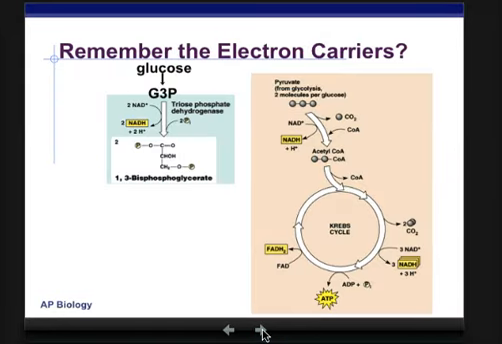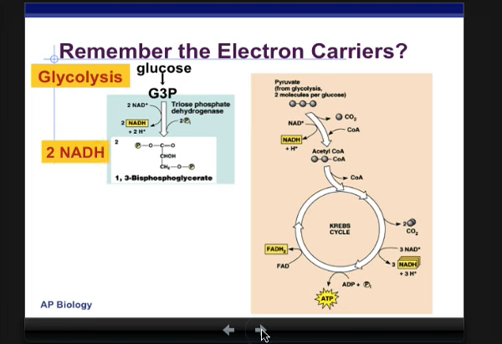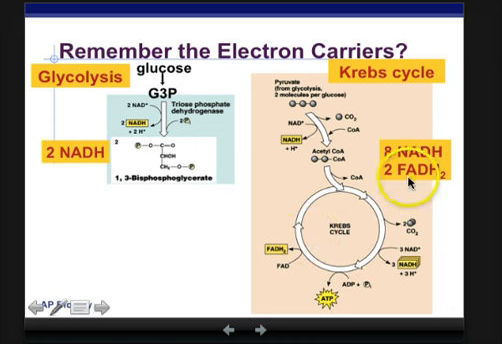Okay, remember the electron carriers. I'm going to remind you about where our wonderful, powerful electron carriers came from. During glycolysis, from one molecule of glucose, we got 2 NADH. Then during the Krebs cycle, we get 8 NADH and 2 FADH2s.